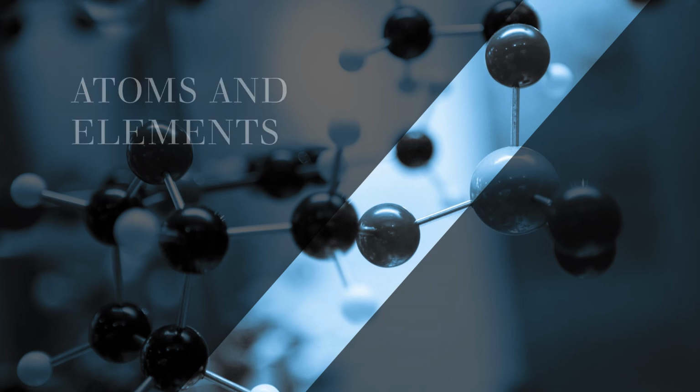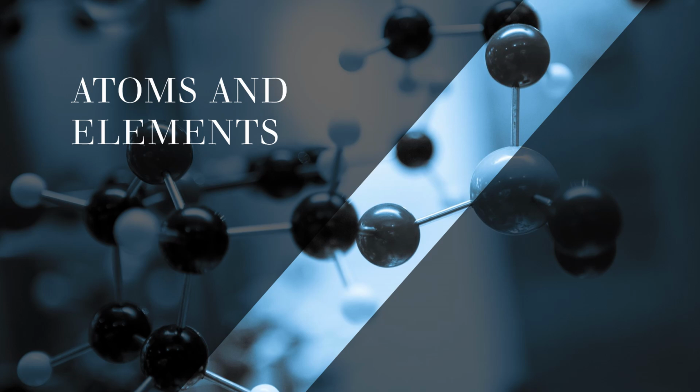What is an atom? An atom is the smallest unit of an element that retains the chemical properties of that element. Atoms are the building blocks of matter and consist of three main subatomic particles: protons, positively charged particles found in the nucleus, the center of the atom; neutrons, neutral or uncharged particles located in the nucleus; and electrons, negatively charged particles that orbit the nucleus in regions called electron shells or energy levels.